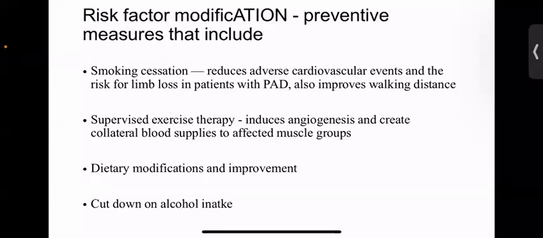The risk factor modifications are preventive measures that include smoking cessation. As I said in previous slides, smoking of cigarettes is considered an independent risk factor for the development and progression of this disease. So it's very important that we get patients who have this disease and who are smoking to quit, because quitting smoking has been shown to reduce adverse cardiovascular events and the risk of amputation or limb loss to amputation or ulceration. It also improves the general walking distance.